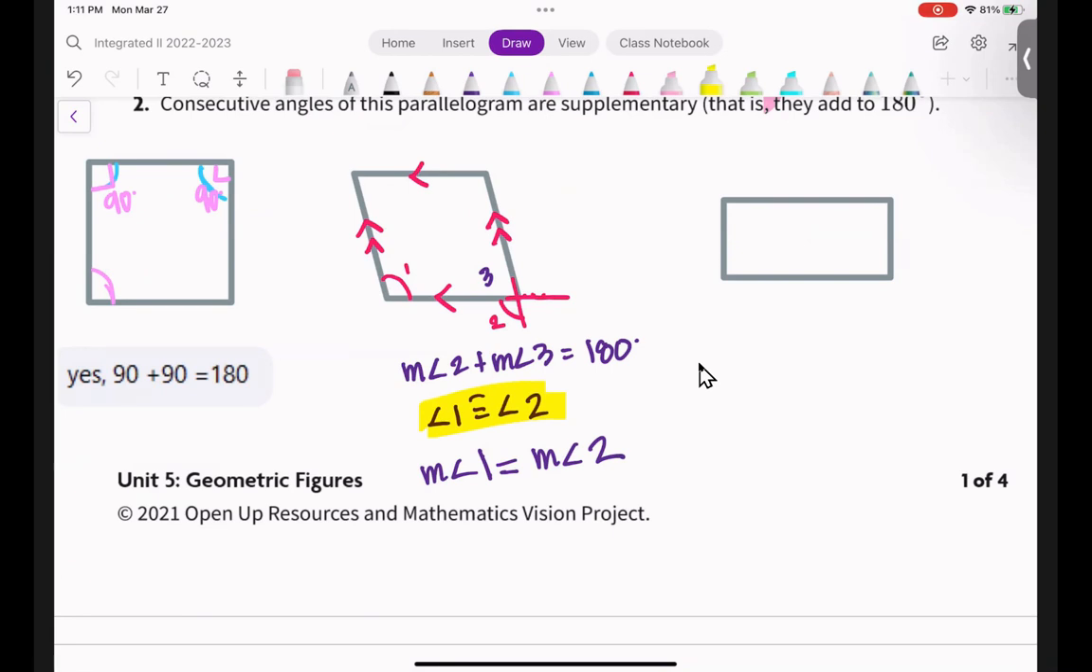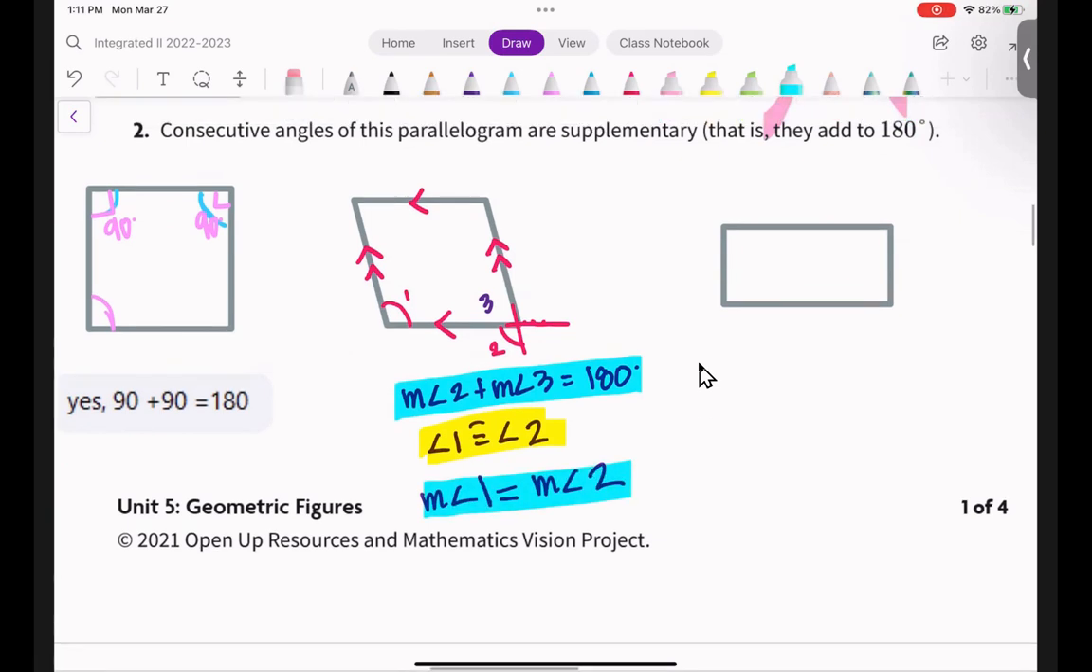We have measure of angle 1 plus measure of angle 3 equals 180. Oops, I didn't want to do yellow, sorry. We have measure of angle 1 plus measure of angle 3 is 180. And then we have measure of angle 1 and measure of angle 2. And the question they're asking, are the consecutive angles supplementary? So they want me to prove that those two angles are supplementary.